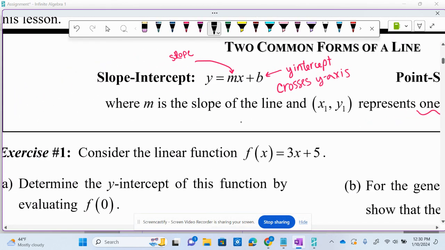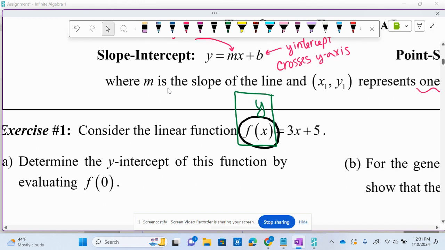Okay. So we're going to just jump right into it. And we're going to look at exercise number 1. It says, consider the linear function. And it has something crazy up here. It has f of x. I don't understand that f of x. What does it mean when I see f of x versus y? Say again, Bryce. Yeah, f of x and y are the same thing. These are the exact same thing.